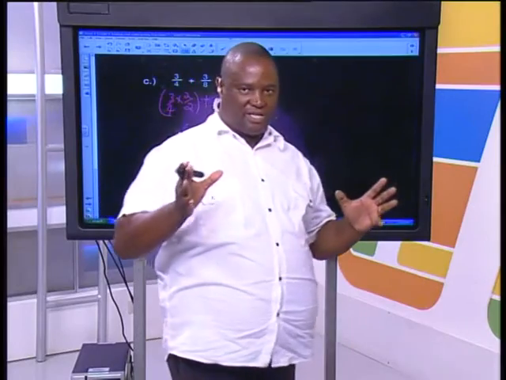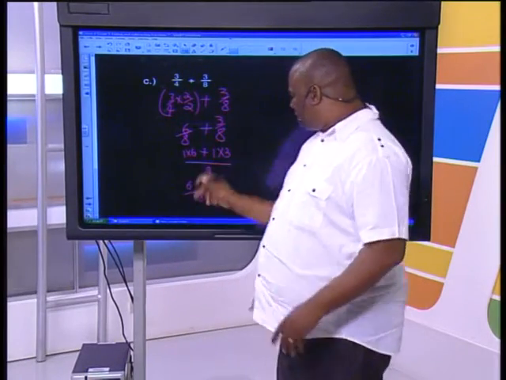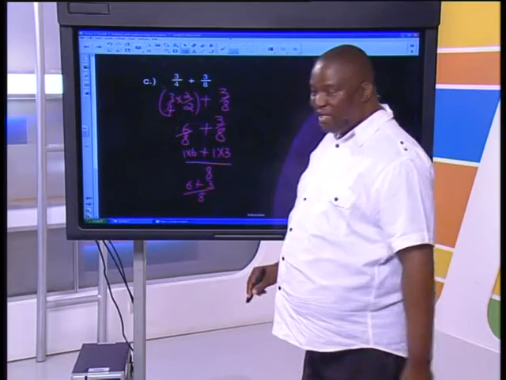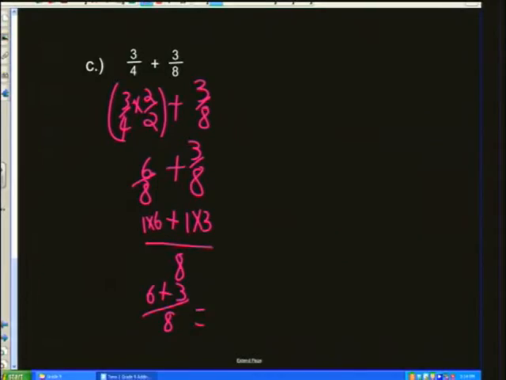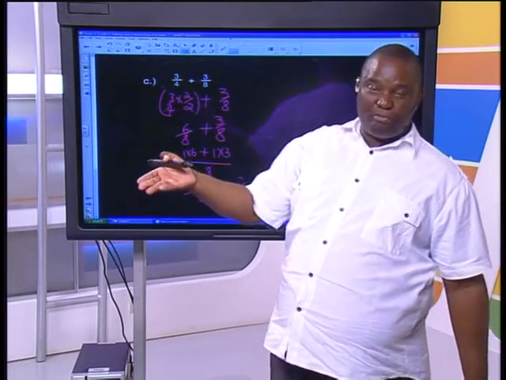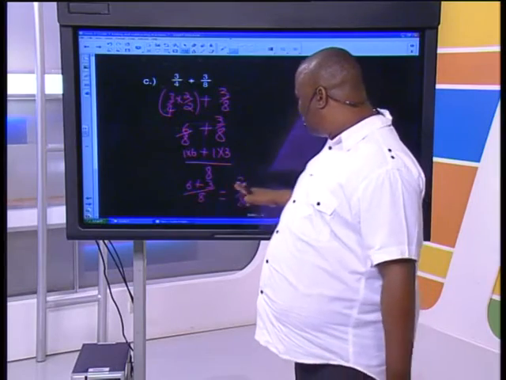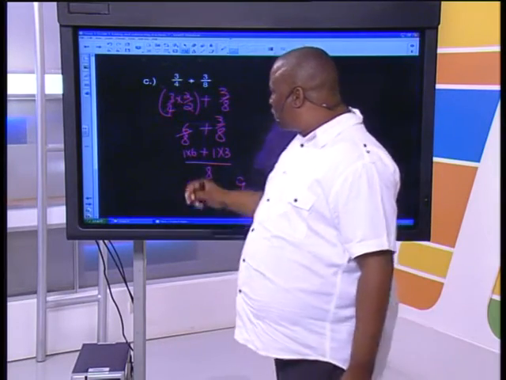Now I add my numerators. 6 plus 3 is 9. So my answer will be 9 over 8. Can I simplify it further? I think no, you can't simplify it further unless you want to get a mixed number fraction. But let's leave it here because we're still going to do mixed number fractions. Let's go on.